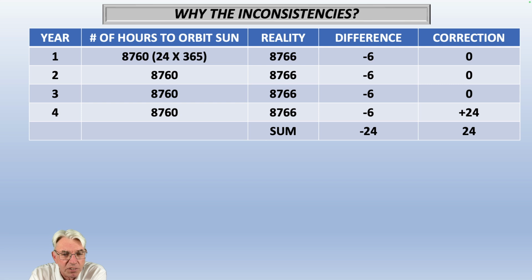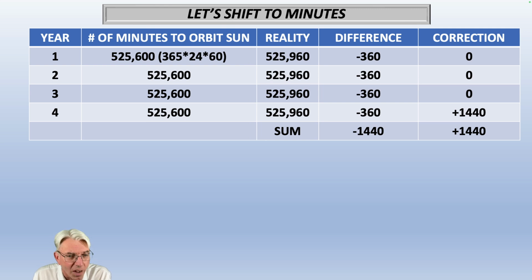And why is that the case? Well, I mentioned these numbers earlier, but I'm just putting it in table form here. The number of hours to orbit the Sun that we have defined is 8,760, which is 24 hours times 365 days. Reality, though, is actually 8,766. So again, we're losing 6 hours every year, and by the end of 4 years, we've lost 24 hours, and so what do we do? We add a day back in, and that cleans the slate, we thought.